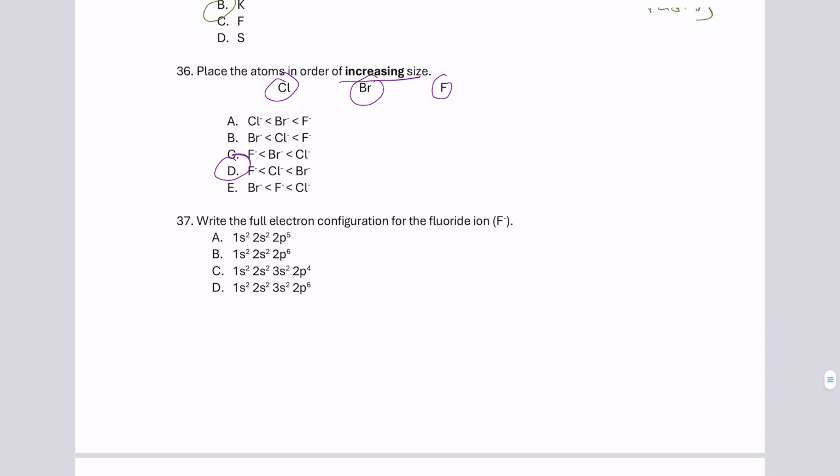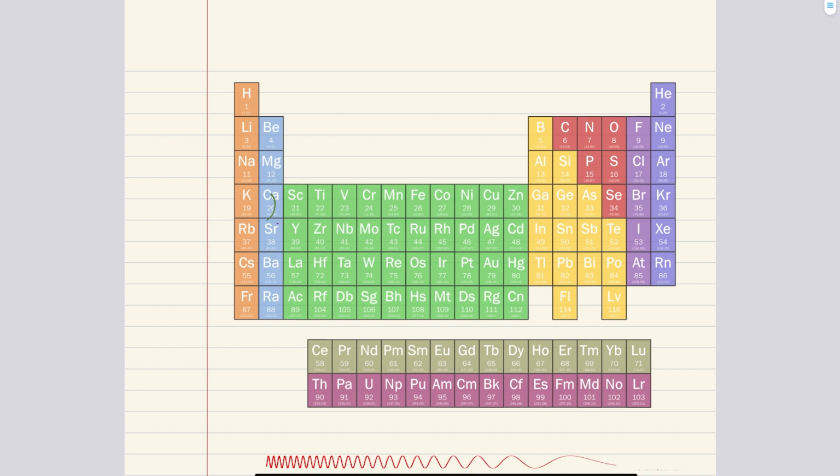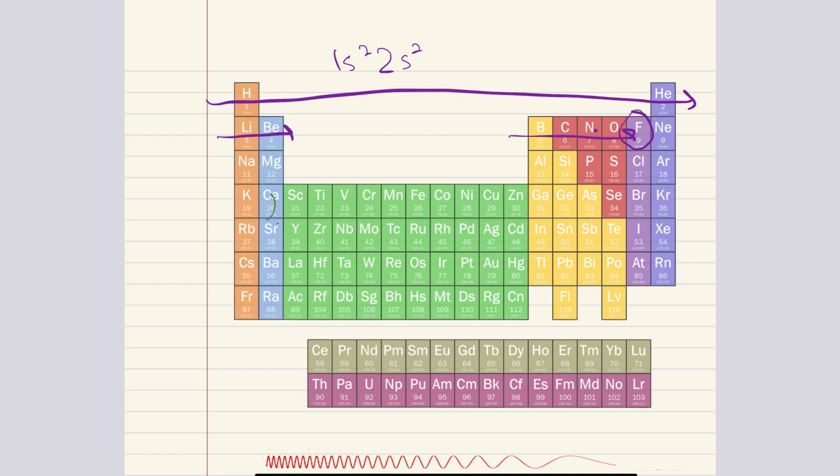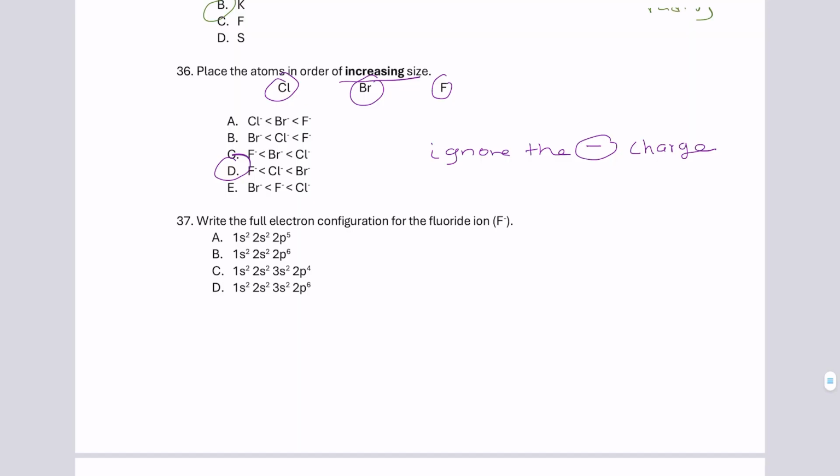Problem 37 says, write the full electron configuration for the fluoride ion. The first step to solving this problem is writing the electron configuration for a neutral fluorine atom. Going back to our periodic table, fluorine is right here. So it has an electron configuration of 1s2, 2s2, 2p5. That's neutral fluorine. In the problem here, though, we're dealing with a fluoride ion.